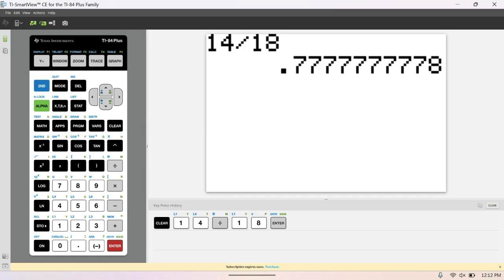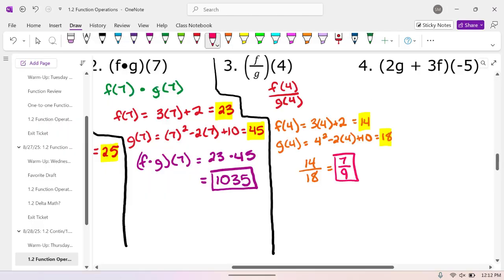All right, guys. I'm hearing a lot of productive struggle, which is a good thing. So let me show you what I did. I found f of 4 first, got 14. g of 4 next, got 18. So if I put them in their proper spots, 14 over 18, and I simplify that fraction down to 7 over 9.